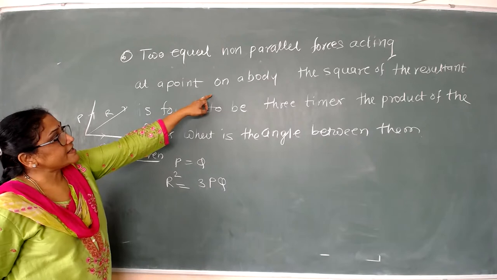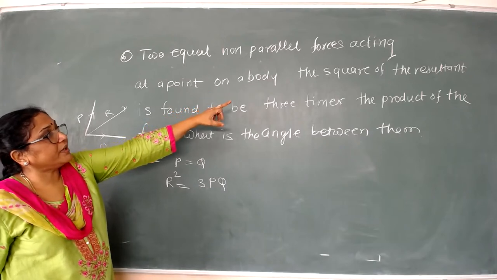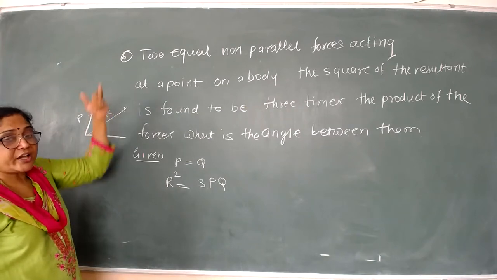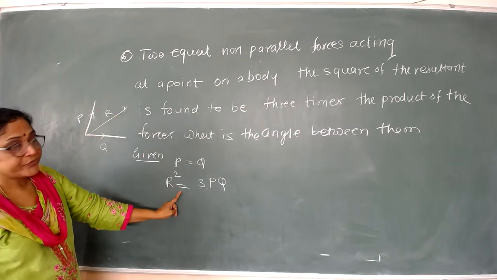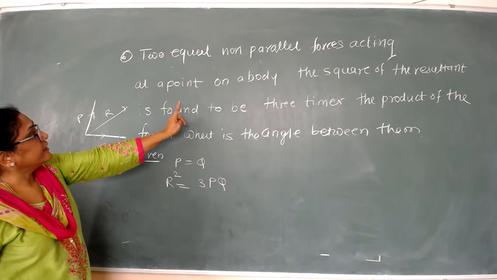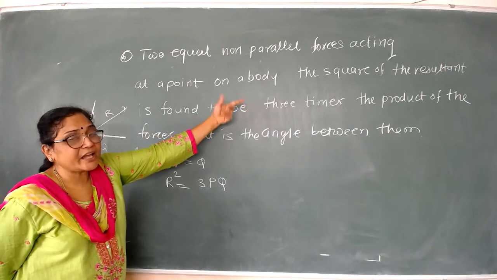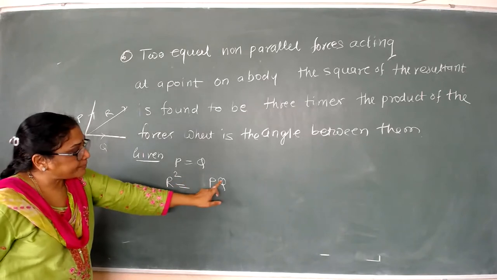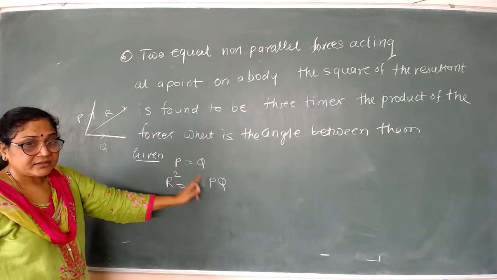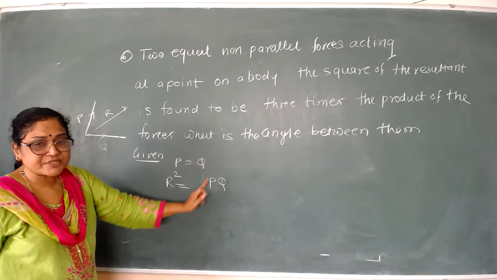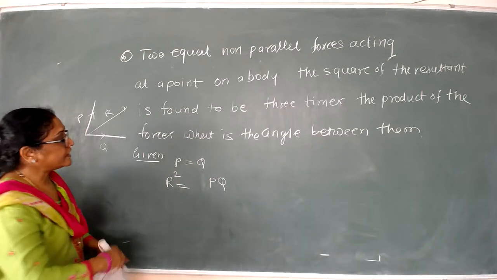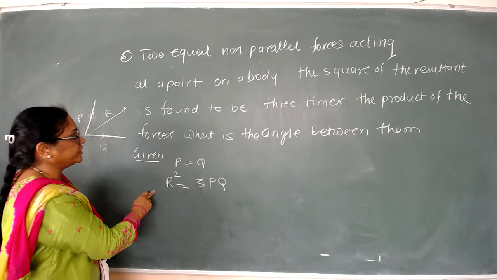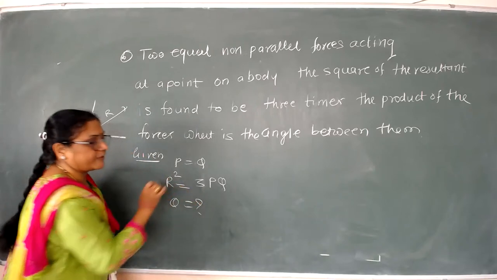Read the next sentence carefully. The square of the resultant: the resultant is R, so square of the resultant means R square. It is found to be 3 times the product of forces, means R square is equal to 3 into P square, since the forces are equal. So this is a hint given in this question. Then what is the angle theta?